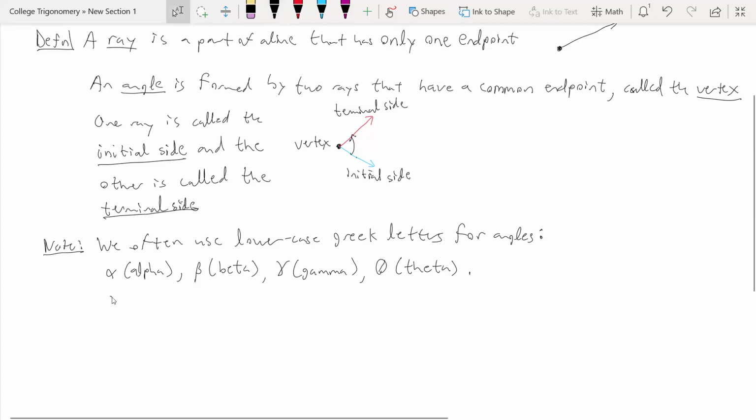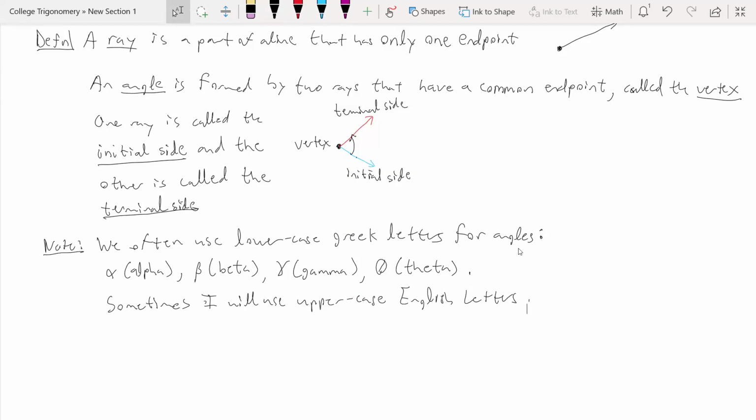Sometimes I'll use uppercase English letters, right? I'll just say English letters, even though it's the Arabic alphabet. Okay, so like capital A, capital B, and so on, right? Or sometimes I'll use like U and V sometimes.